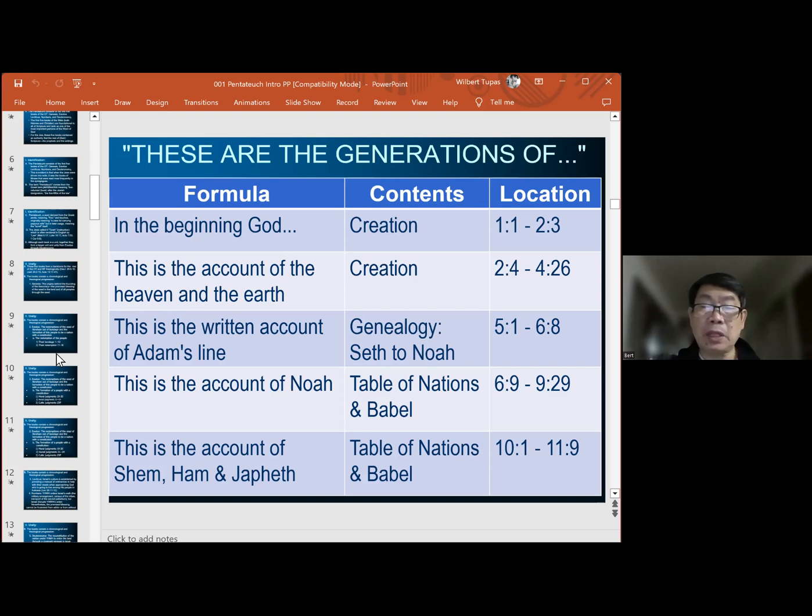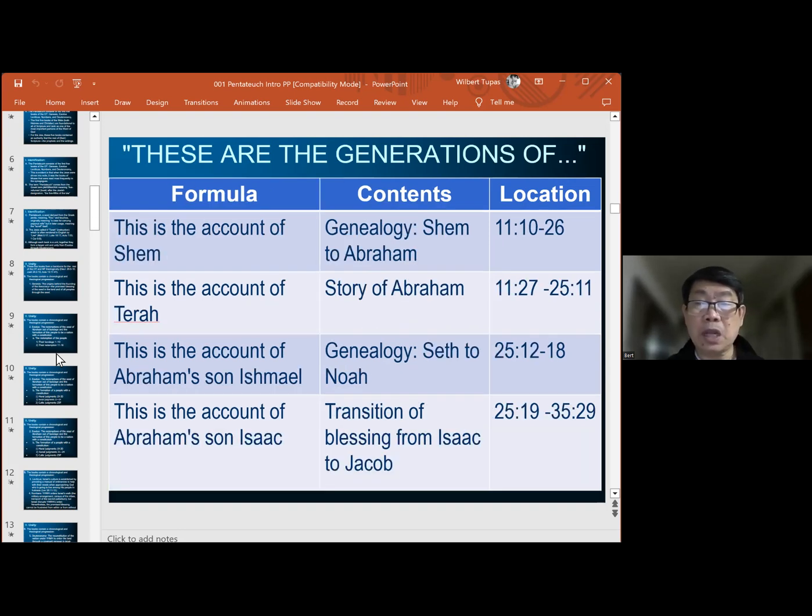So the contents are the table of nations and Babel, chapter 6, verse 9 to chapter 9, verse 29. After Adam, we have Noah. This is the account of Noah. So that is chapter 6, 9 to 9, 29. Then this is the account of Shem, Ham, and Japheth. These are the children of Noah and their generations. Chapter 10, verses 1 to 9. So look at that. This is the account of Shem, the genealogy of Shem to Abraham.